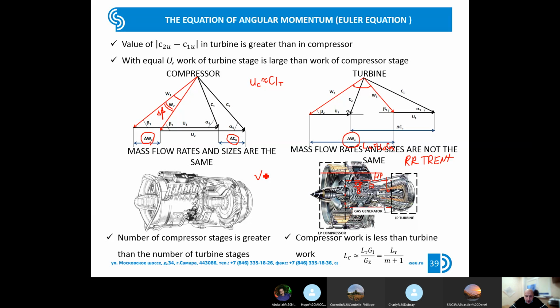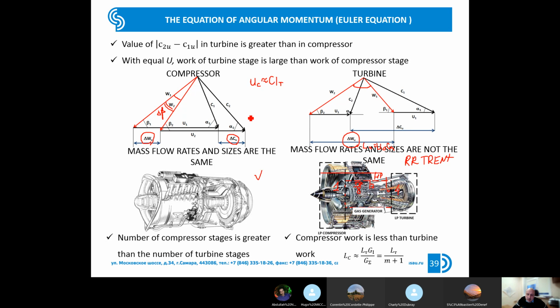But if we look at the low pressure cascade of a turbofan engine, we will find something strange. You can see one stage of the fan driven by 4 stages of the turbine. What's the difference? Why here does one stage of the turbine drive a lot of stages of the compressor, but in the low pressure cascade this rule doesn't work? Why? Let's try to understand.